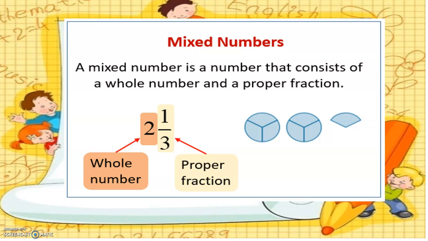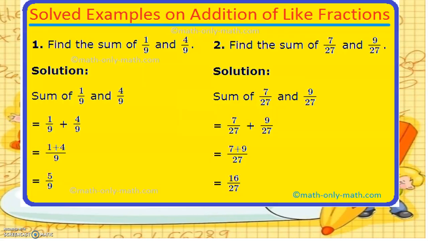Number 1 is proper fraction. Number 2 is improper fraction. And number 3 is mixed numbers. Okay? So now, let's solve examples on addition of like fractions. Addition, meaning plus.